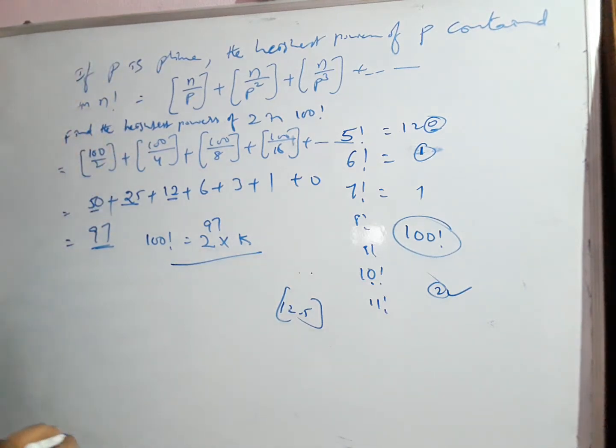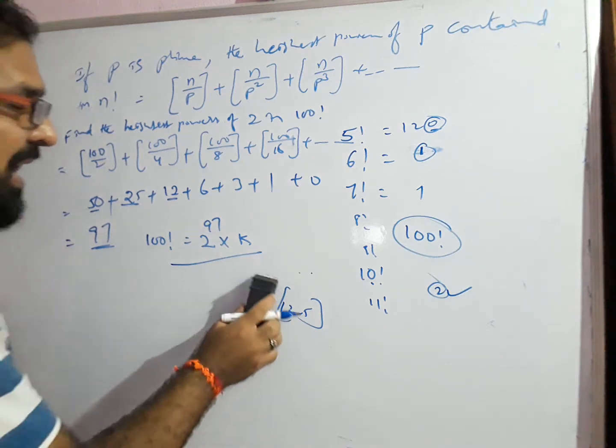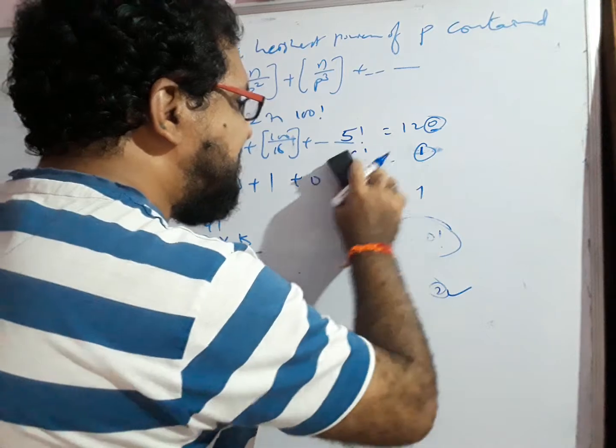So like this you can find out the highest power of 2 contained in n factorial. The highest power of 3 contained in n factorial you can find easily, and the highest power of 5 contained in n factorial, same like that.